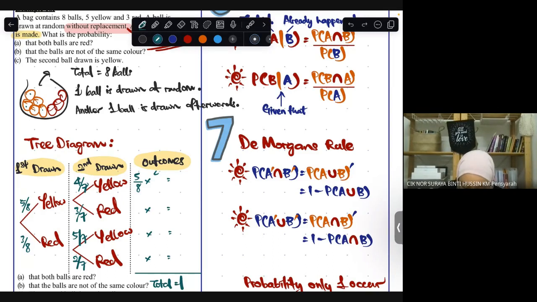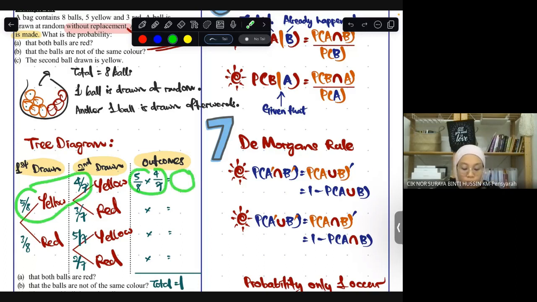So while you listen, you can write. Everything outcome here can be written perfectly. 5/8 multiplied by 4/7. Write the outcome. These are the probability that will happen if you get a yellow. If you drew first yellow, next is also yellow. That is what it means. 5/8 times 4/7 is we pick yellow and we pick yellow again for the second time.